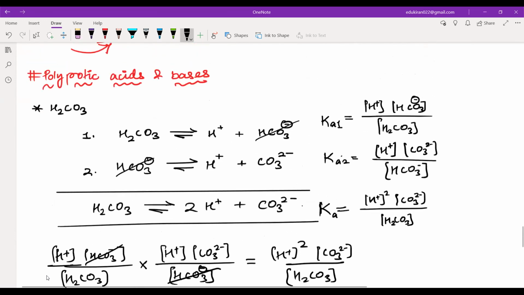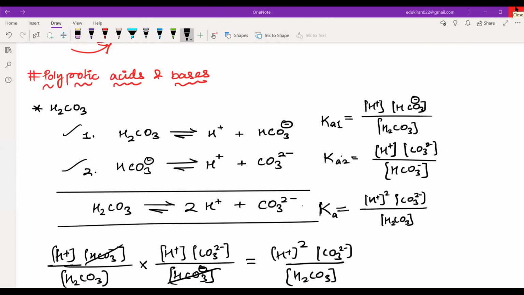But first you tell me about these two reactions, okay? These two reactions, 1 and 2. Tell me, is it easier to abstract H plus ion from a neutral species or a negatively charged species, where it is easier to get a H plus ion? Which one will be more easy, first one or the second one?